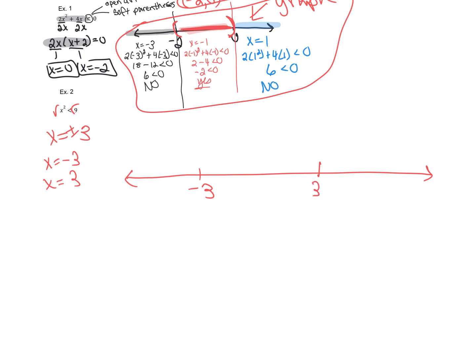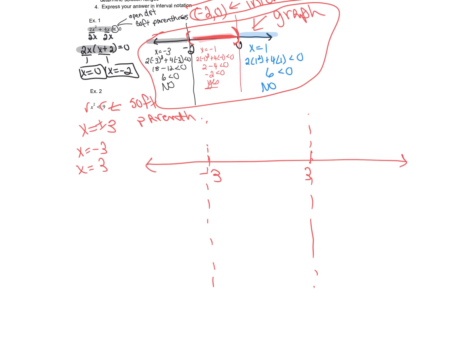And if you notice again, that breaks our graph into 3 pieces, and it's less than, not or equal to. So we'd have an open dot, soft parentheses. Then we're going to take our original inequality, x squared is less than 9, and pick a number to the left. Here is a part we're going to test, here is a part we're going to test, and here is a part we're going to test.